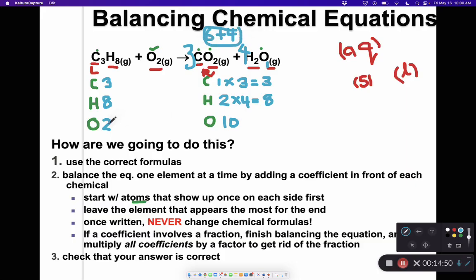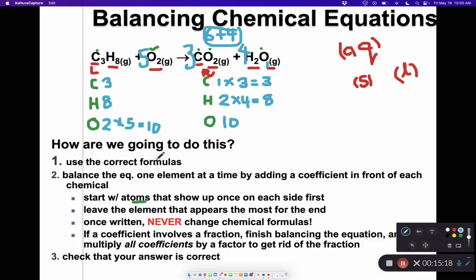But we have just 2 on the left. So the answer is multiply by 5 here to get the 10. Now you can see I have to multiply this by 5. 5 is on the left hand side and applies to the oxygen, so I multiply the oxygen on the left hand side by 5.